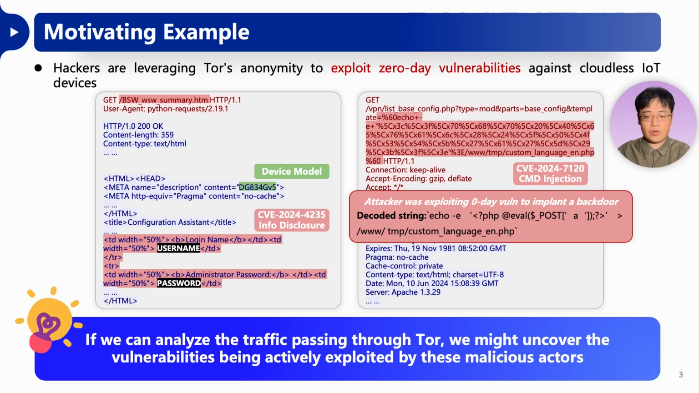And here are two real-world examples from exit routers. On the left is a request exploiting a zero-day information disclosure vulnerability, exposing not only the credential in plain text, but also the device model. On the right, attackers were trying to exploit a zero-day command injection vulnerability to implant a PHP backdoor. Consequently, we think that if we can analyze the traffic passing through Tor, we might uncover the vulnerabilities being actively exploited by these malicious actors.